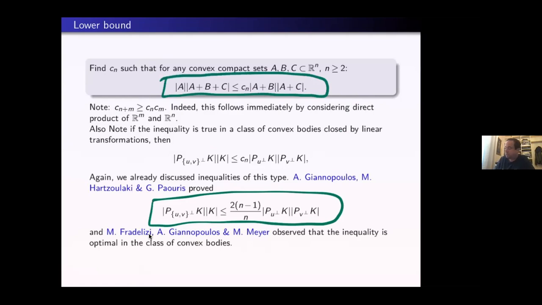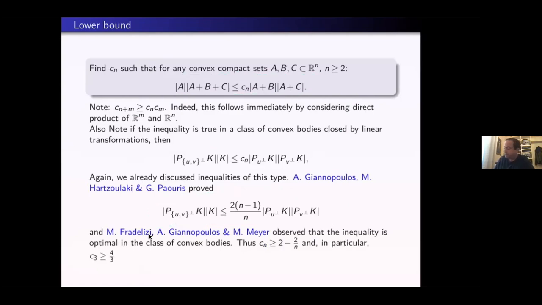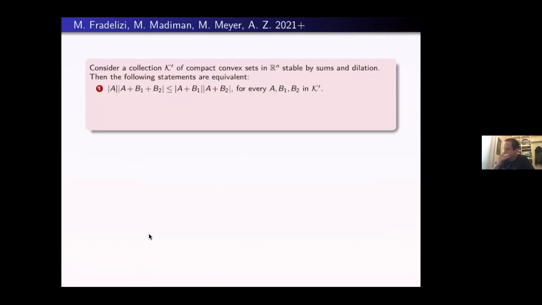So that's a point. Okay, this is a story about projection. It's not nice to go over it. And so studying these inequalities together with Fradelizi, Madiman, and Meyer, we actually noticed that they are all equivalent.